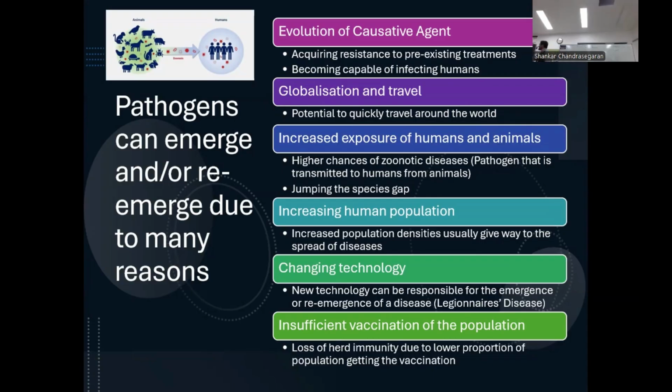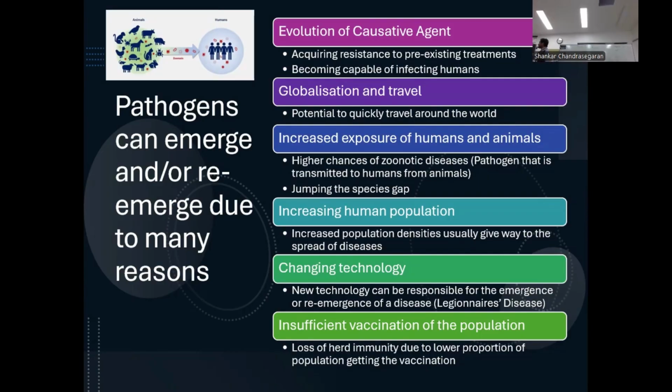Next is the increased exposure of humans and animals. So there are some diseases out there that we can never get, that animals can get, and that also works the other way around. Basically animals and us have a species gap, right? Diseases can't jump that species gap that easily, but there is a potential when there is increased exposure between animals and humans. If we're just spending too much time together, there is a higher chance of zoonotic diseases being able to jump that species gap and start infecting humans, right?